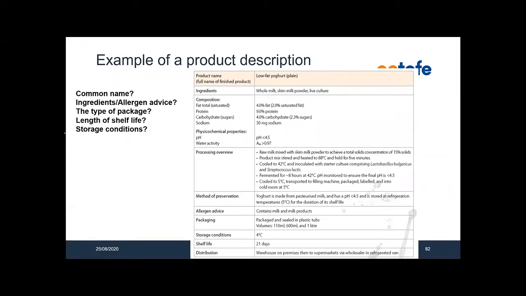So here is an example of product descriptions. You have to think about the following questions. What is the common name of the product? Is any ingredient an allergen? What type of package are you using? What's the shelf life of that? And also the storage condition of that.